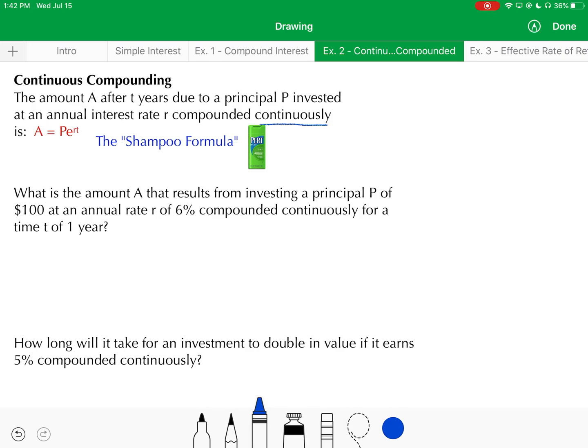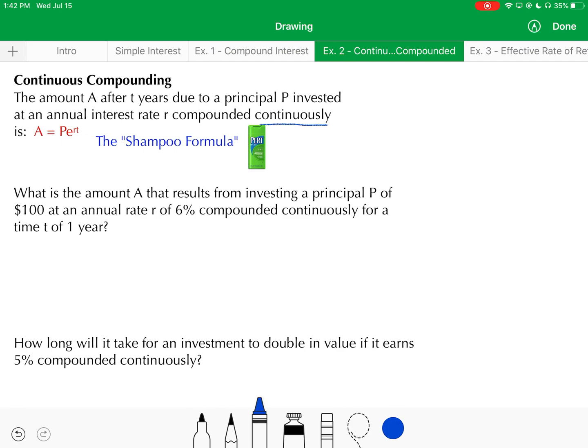I call this the shampoo formula. The reason is, I'm not sure if they still sell this, but back when I was growing up, there used to be a shampoo that was pretty popular called Pert, P-E-R-T, and notice the equation, of course, spells the same word, P-E-R-T, okay? So you're going to use this formula anytime you see the word continuously along with compounded. If you don't see the word continuously, then stay away from the shampoo formula, okay?